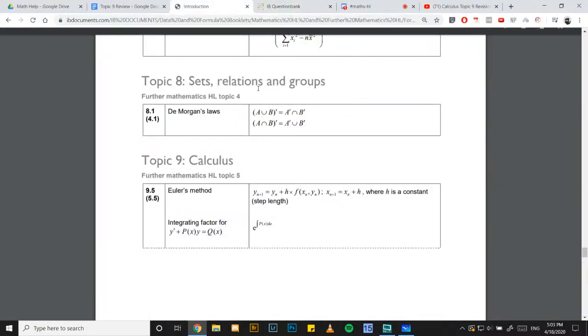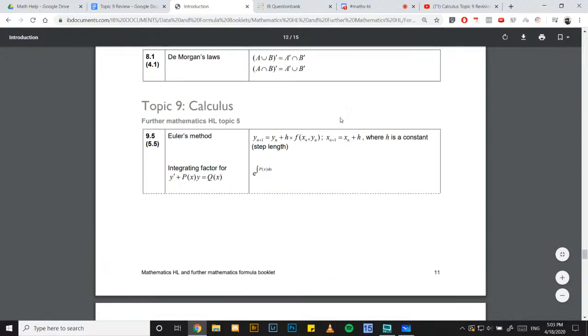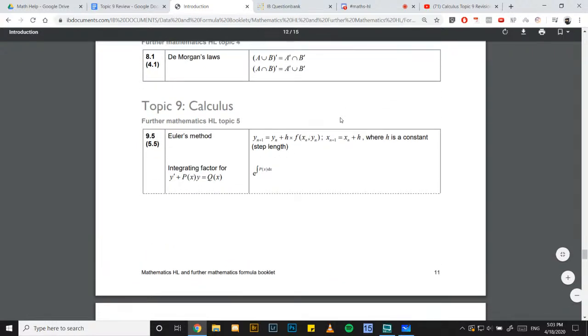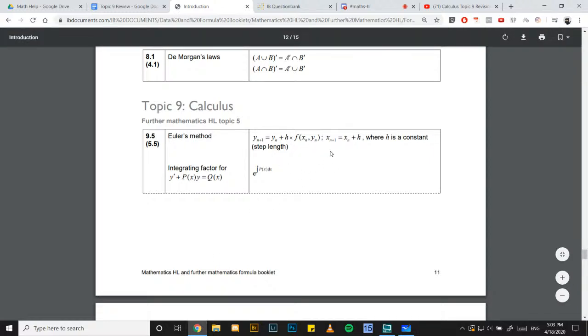Note, I think that this method is actually shown here as well. So if you one day forget what this is, I think it's right over here. Yeah, so x(n+1) is equal to the previous x plus h, which is your constant step length. And then y(n+1) is equal to yn, whatever the previous y is, plus h, the step length, times the derivative, basically whatever your function is.